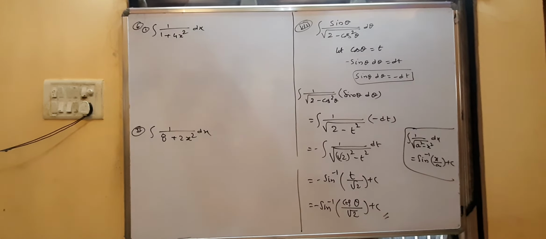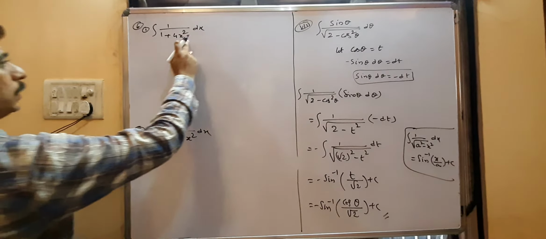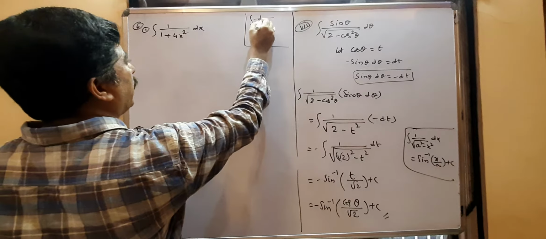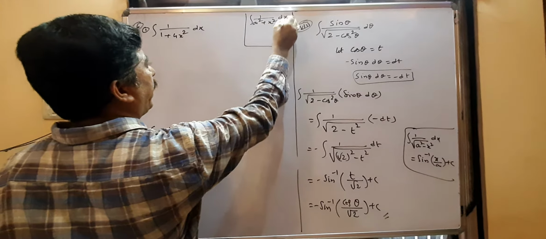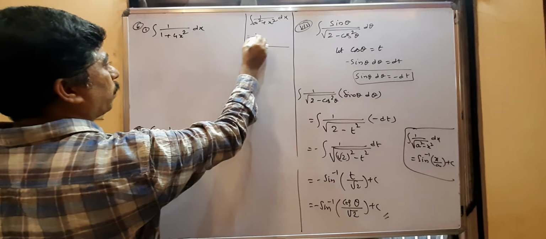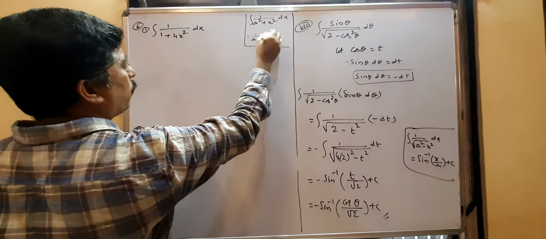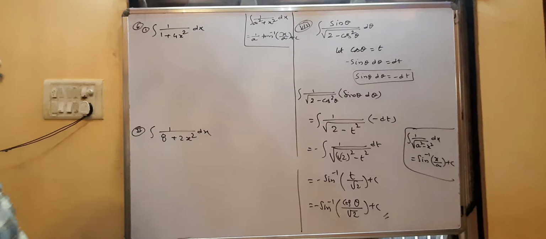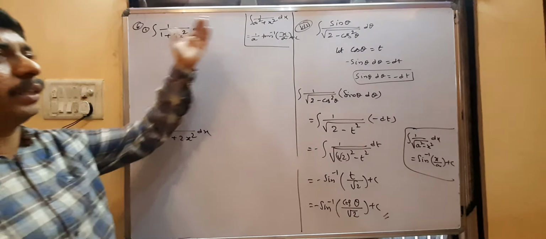Coming to the sixth question: integral of 1 by 1 plus 4x square. We know the formula, integral of 1 by a square plus x square, where a is a real number and x is a variable. The formula is 1 by a into tan inverse of x by a plus c. In case there is an x coefficient, that will come in the formula.